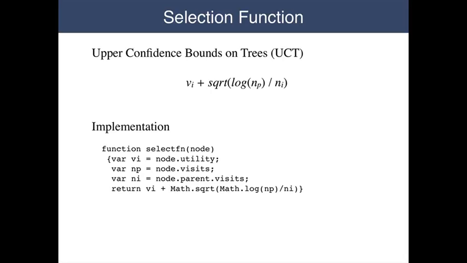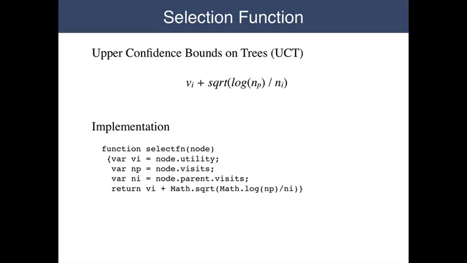One of the most common ways of implementing selectFn is what's called UCT, which is short for upper confidence bounds applied to trees. The typical UCT formula is shown here: vi plus the square root of log np over ni. vi is the average reward for that state that it's seen so far. np is the total number of times the state's parent was picked. And ni is the number of times this particular state was picked.